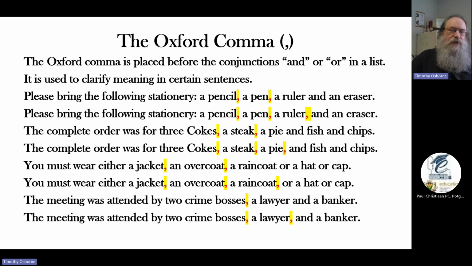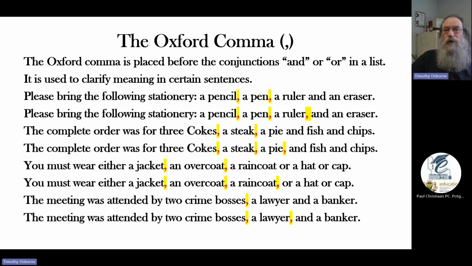Now we are going to look at the Oxford comma. I don't know if you've been taught this before, but if you haven't, well, now you're going to discover it. Here, the actual comma is placed before the conjunctions and or or in a list. And it's used to clarify meaning in certain sentences. It's not always required, but when it is required, it's important that it's used. Examples.